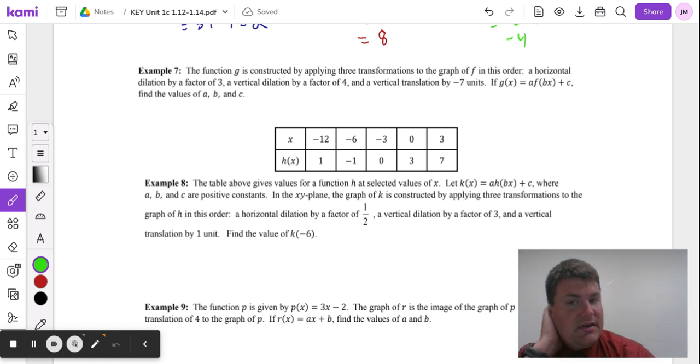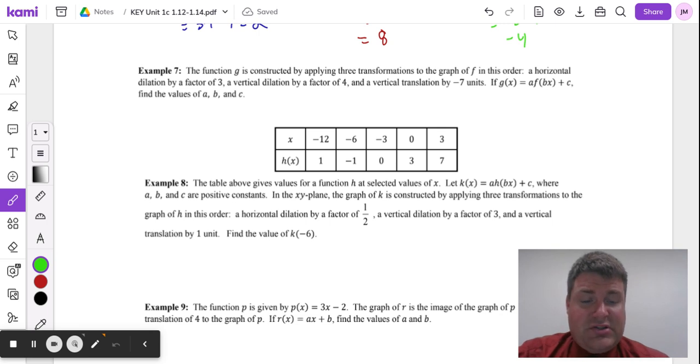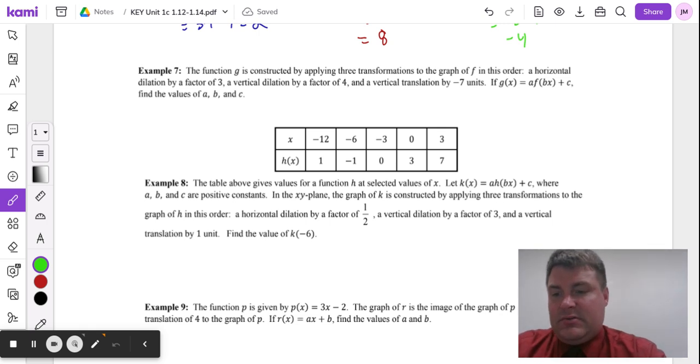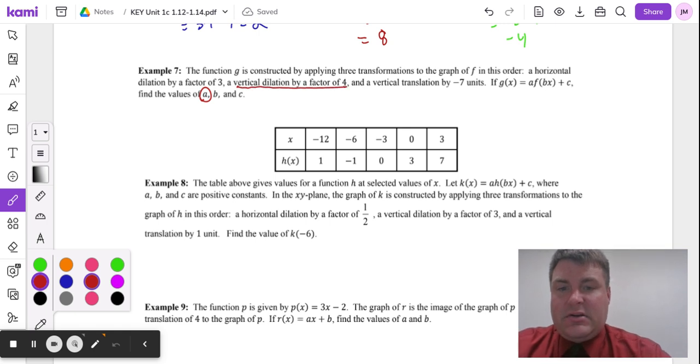All right, example 7. Function g is constructed by applying 3 transformations of f in this order: horizontal dilation by a factor of 3, vertical dilation by a factor of 4, vertical translation by -7 units. We know that g is going to be a times f of b times x plus c. Find the values a, b, and c. So a is going to be our vertical dilation of 4. So a is going to be 4.